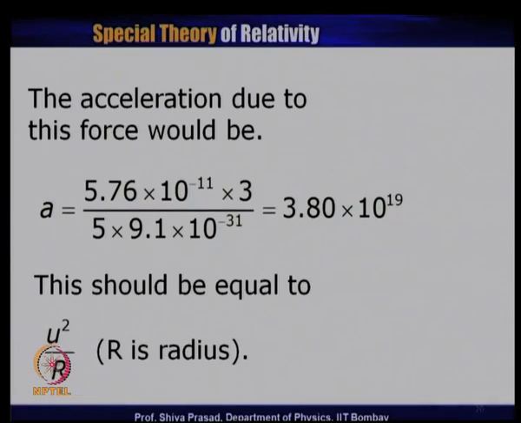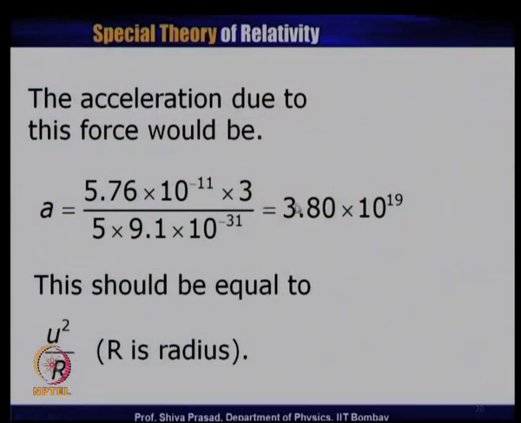Now, we know from classical mechanics that if a particle has to move in a circle, there has to be a real force, because the acceleration of this particular particle is equal to u square by r, assuming of course u to be constant. I mean, the magnitude of u is constant, its direction is not constant, it is always changing. So, velocity is always changing, but the speed is constant. So, in case this particular electron has to move in a circle, the total acceleration of the particle must be equal to u square by r, where r is the radius of the circle.